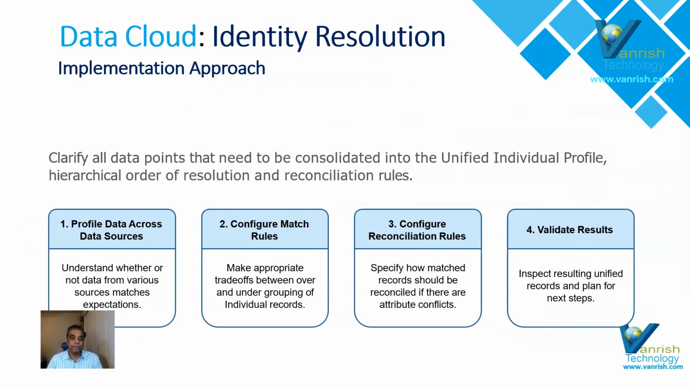Then after that, you are understanding whether the data from the various sources matches or not. Second, you configure the match rule based on your requirement, what you are keeping at the highest priority of your matching, or what you are keeping at lower priority, fuzzy matching or exact matching. Those kinds of things you are setting up in the rule. Once the rule is configured, then you configure a reconciliation rule and then validate the result.